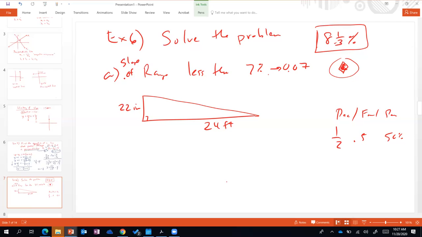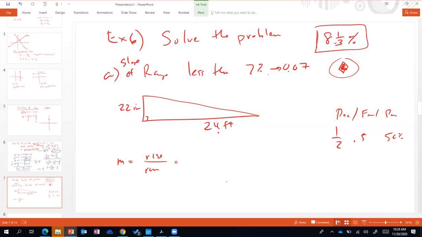22 inches height and 24 feet back. So if we convert 24 feet to inches, that's cool. Okay, I got it. So boom, boom, boom. Rise over run is our slope. We got that. Good. It's 288 inches. Oh, yes. Okay, so cool.